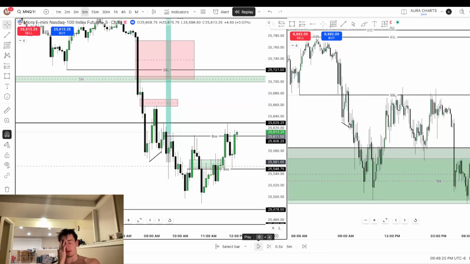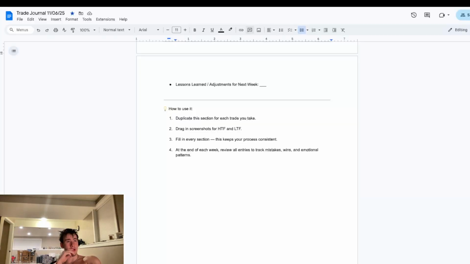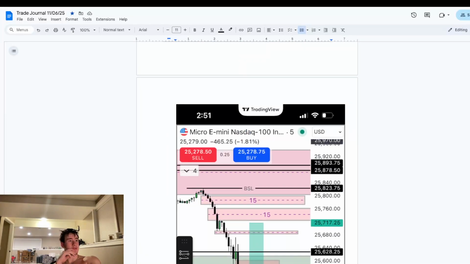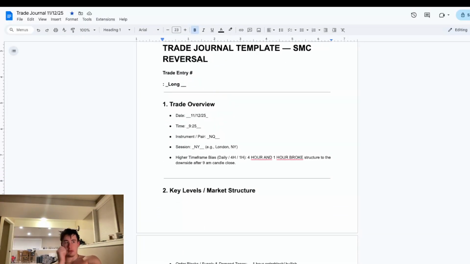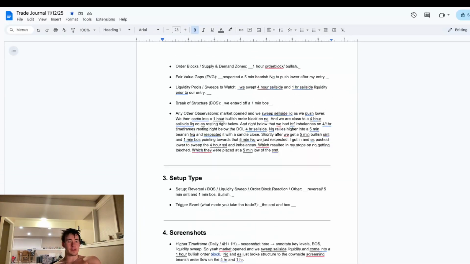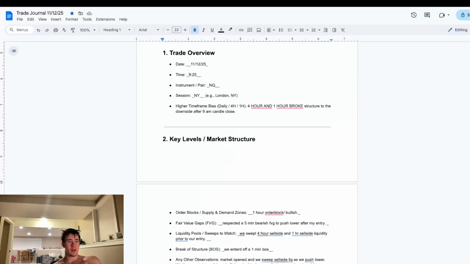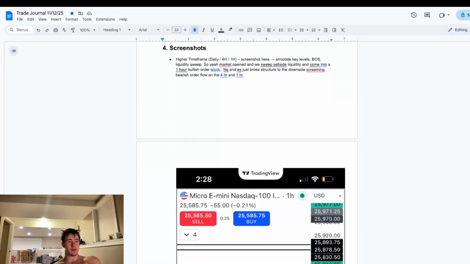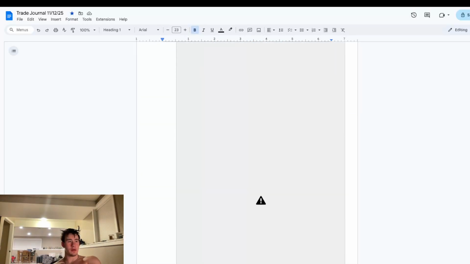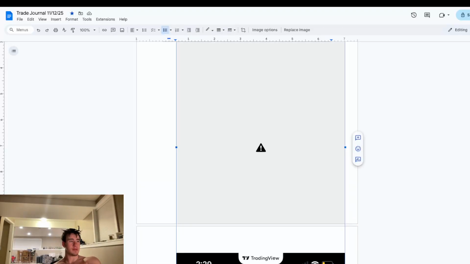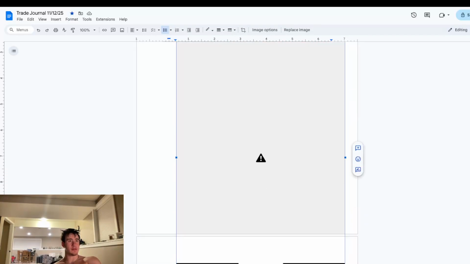Like I said, I have most of my journaling already done, and I'll pull that up. We're looking at 11:12. Please tell me I got all my pictures. It did. So I already got all my journal. I wrote down the trade overview, the key levels in the market structure, setup type, screenshots of what was happening. That's that right there. Oh, that's cool, it just isn't loading the photo. It's interesting. I don't know what photo that is, but ideally I would like that to load.